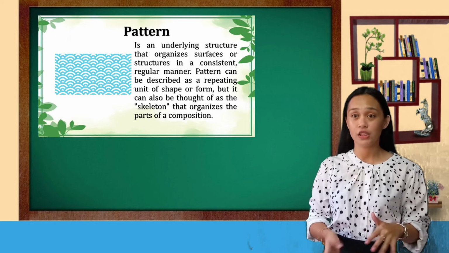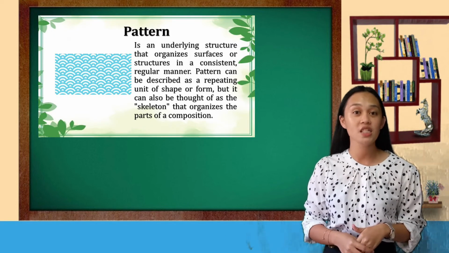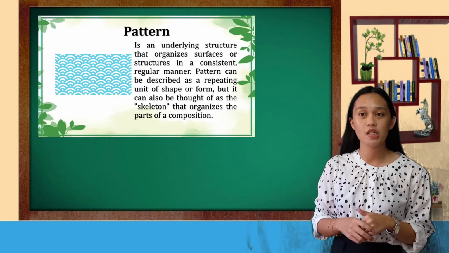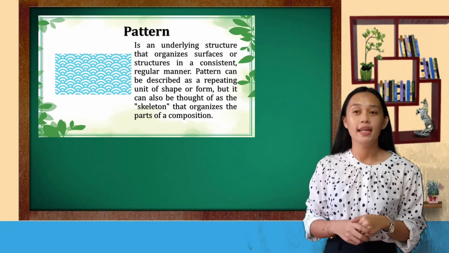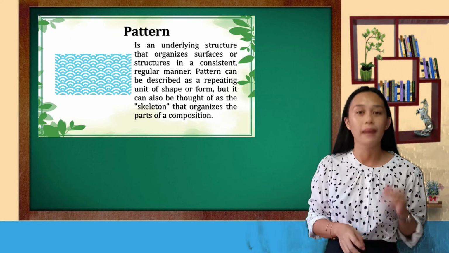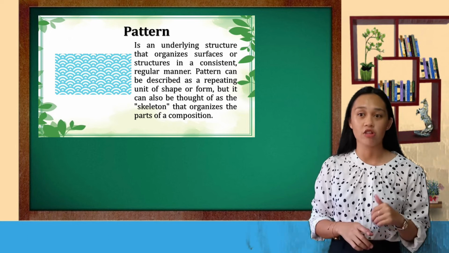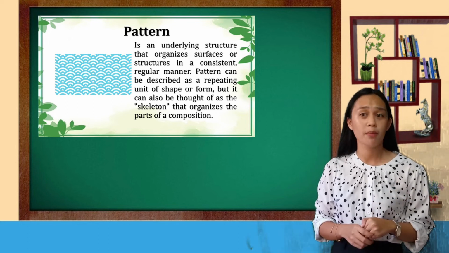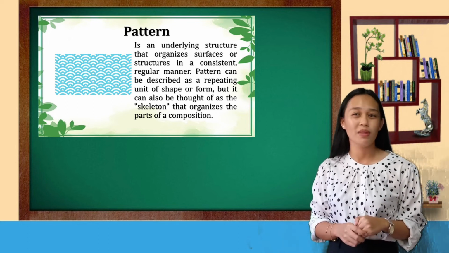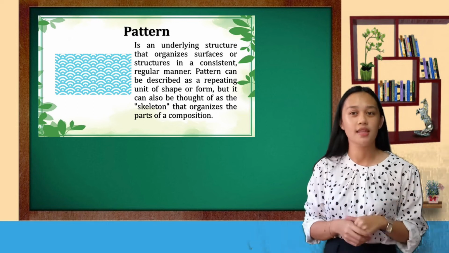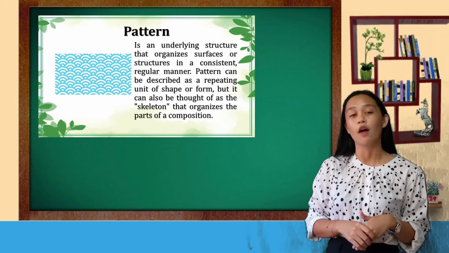So next, pattern. Pattern is an underlying structure that organizes surfaces or structures in a consistent, regular manner. Pattern can be described as a repeating unit of shape or form, but it can also be thought of as the skeleton that organizes the parts of a composition.